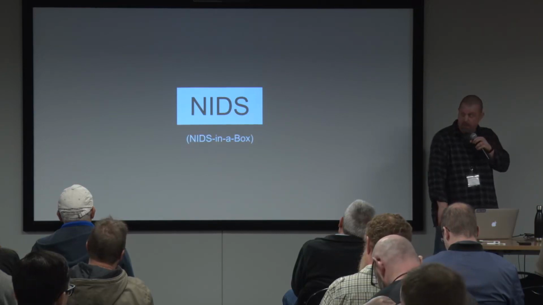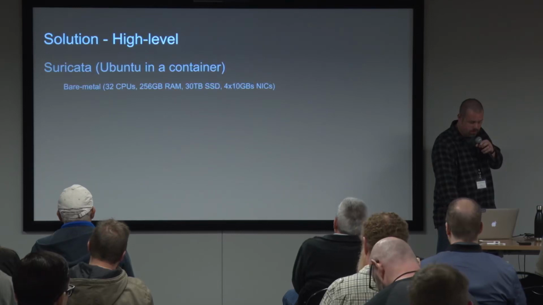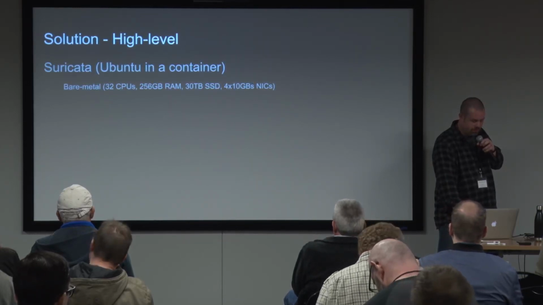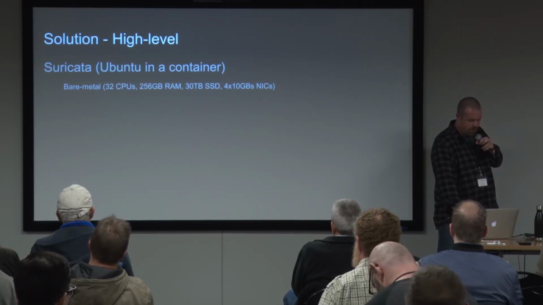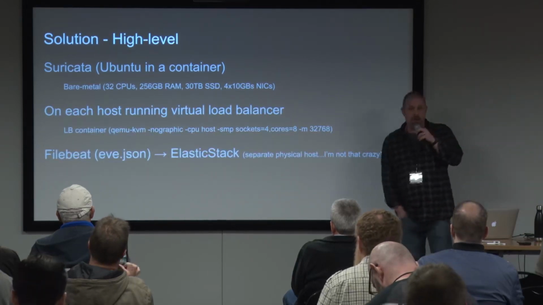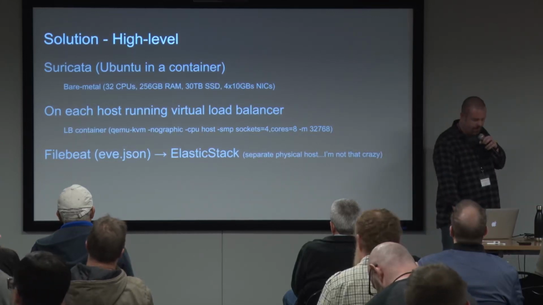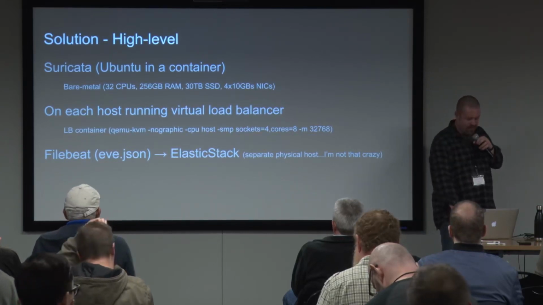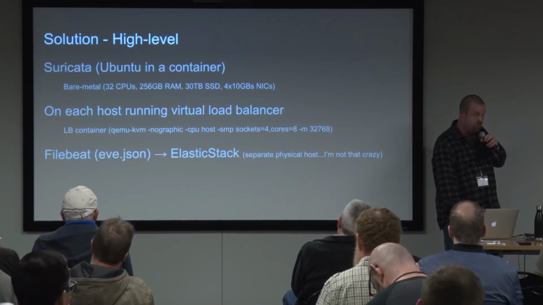So I'm calling this NIDS in a box. Suricata running Ubuntu in a container, pretty beefy server, 32 CPUs, 256 RAM. Each Suricata host container is running on bare metal that is running the virtual load balancer. FileBeat is shipping the eve.json file to an Elastic Stack backend.